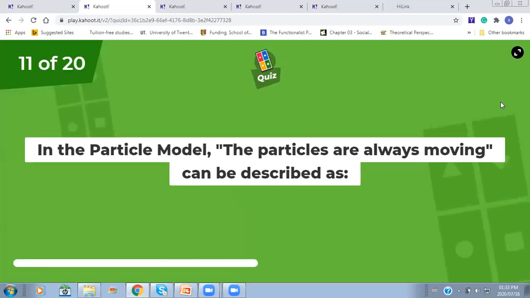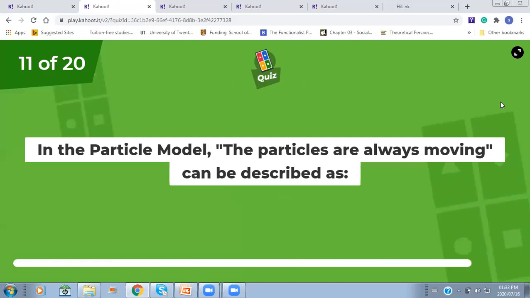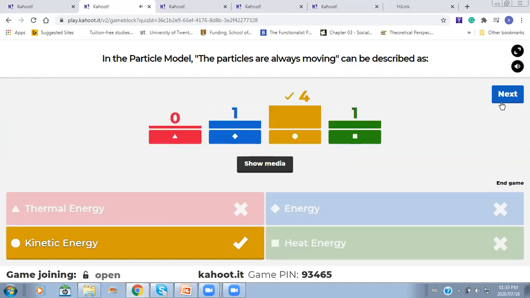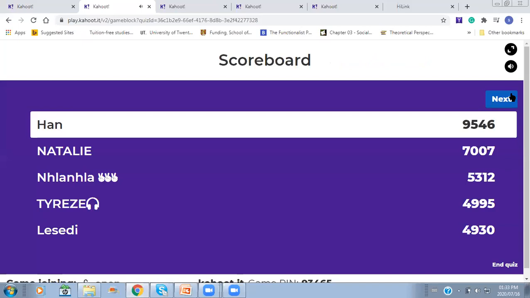In the particle model, the particles are always moving. This can be described as what? Kinetic. Very good. We're moving. Okay, Han was the first person to answer, followed by the rest. Let's go to the next.